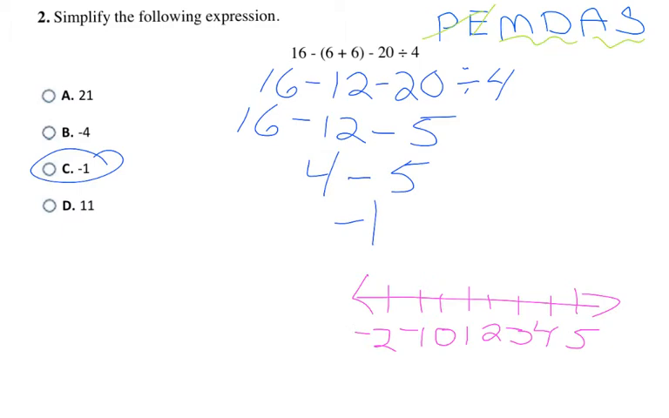If you're having trouble with negative numbers, you can always think of it as a number line. So here we are starting at 4 and subtracting 5. So that means we're going to start at 4 and go down 5. So 1, 2, 3, 4, 5 puts us at negative 1. So that's why negative 1 was the answer here.